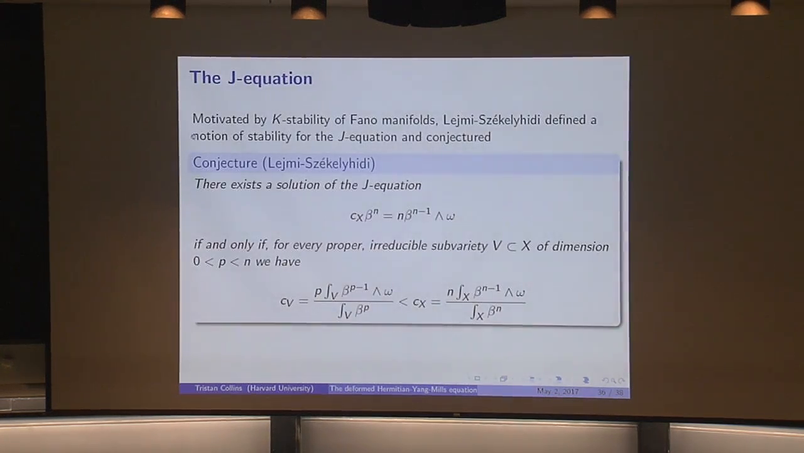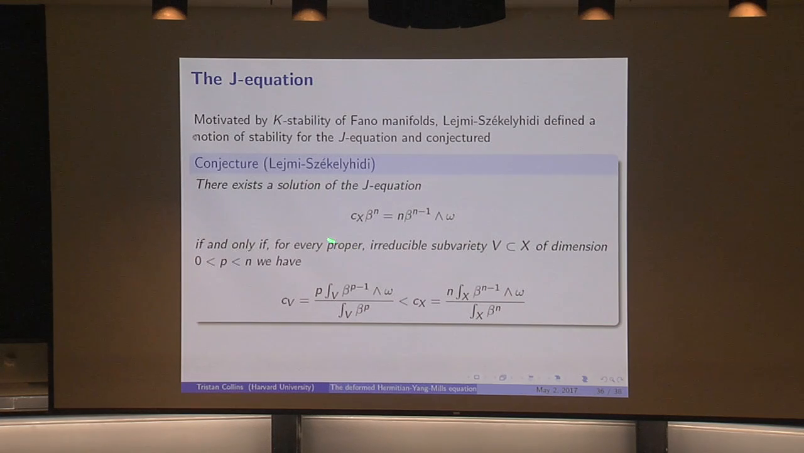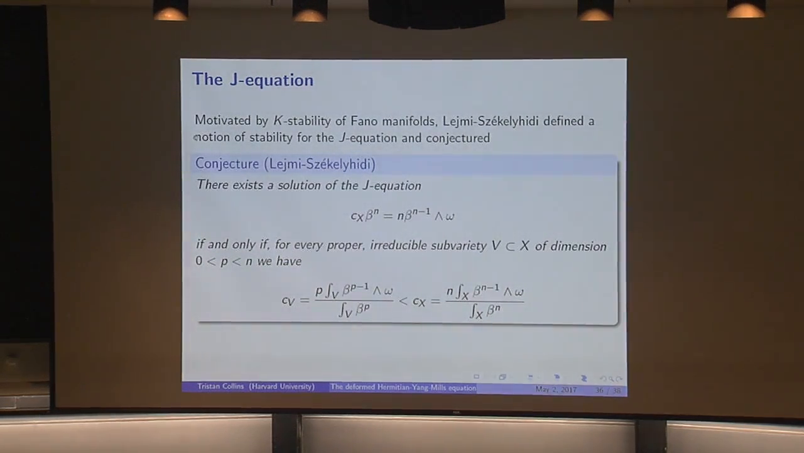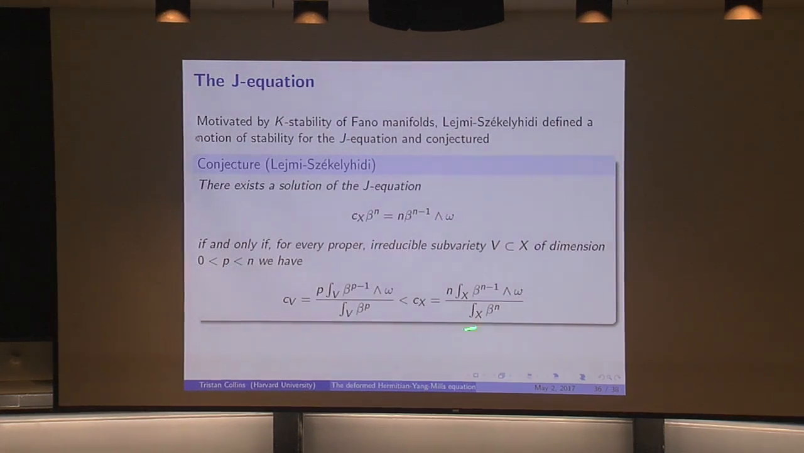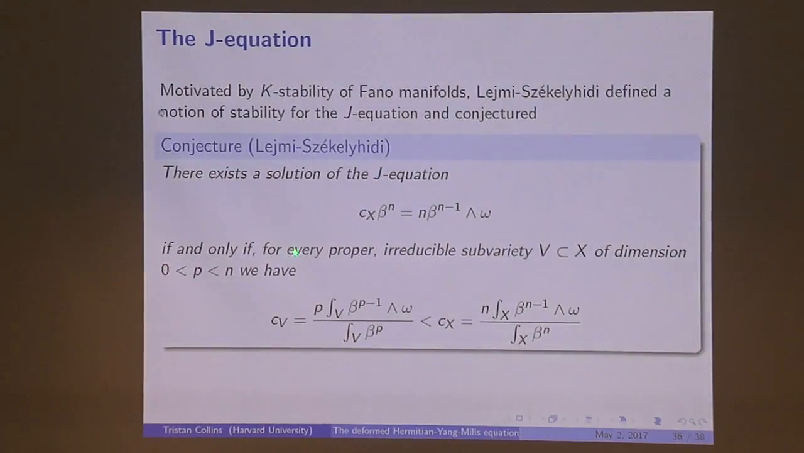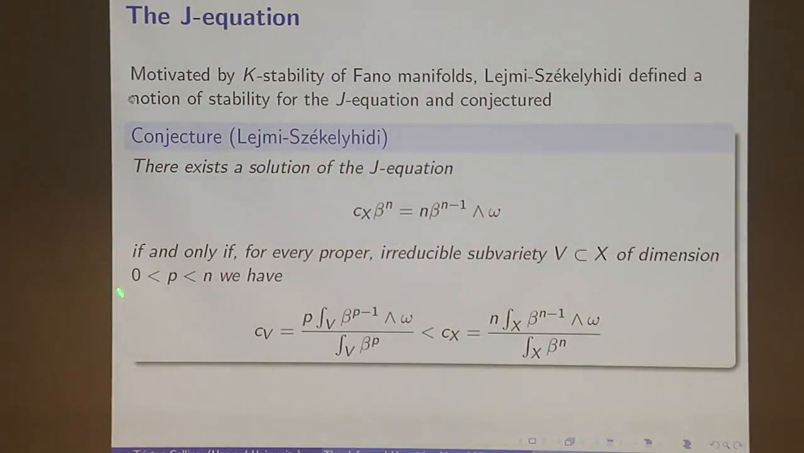Okay, so motivated by K-stability for Fano manifolds, Lejmi and Székelyhidi studied a notion of stability for this J-equation, which is the large or small radius limit of our equation, and they proposed the following conjecture. They said there exists a solution to this PDE if and only if, for every proper irreducible subvariety of X, of any dimension between 0 and n, you have this inequality for these intersection numbers. So again, a slope type inequality.